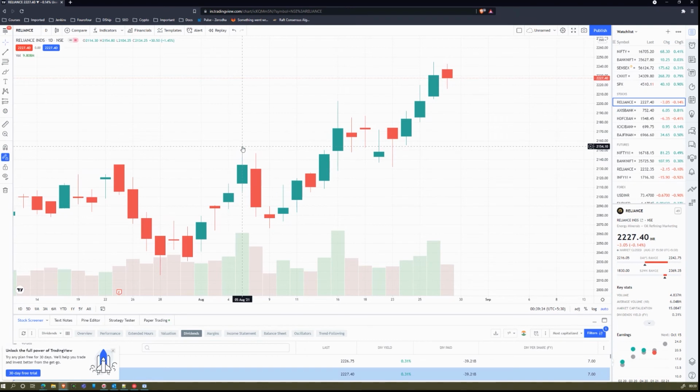The topmost point of the wick represents the maximum strength of the bulls, while the bottommost point of the wick represents the maximum strength of the bears. Now, which one should you use? You should use whichever suits you the best. I personally use the candlestick pattern, but you can use whichever suits you best.